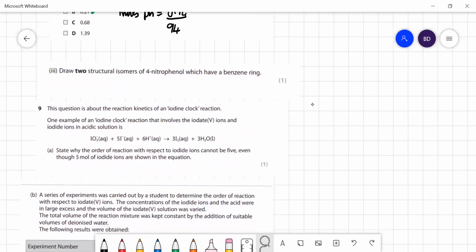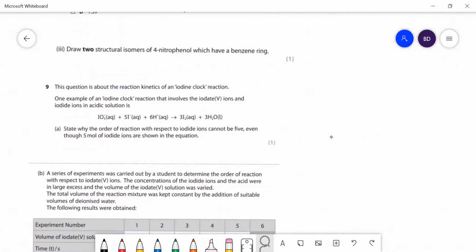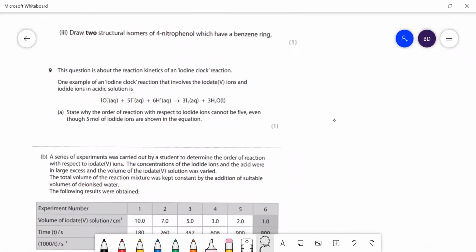Right, this is about the reaction kinetics of an iodine clock reaction. Okay, one example of an iodine clock reaction involves the iodate ions and iodide ions in acidic solution, is this, okay, and you're going to make iodine, I2 there. State why the order of reaction with respect to iodide ions cannot be 5, even though 5 moles of iodide is shown in the equation.